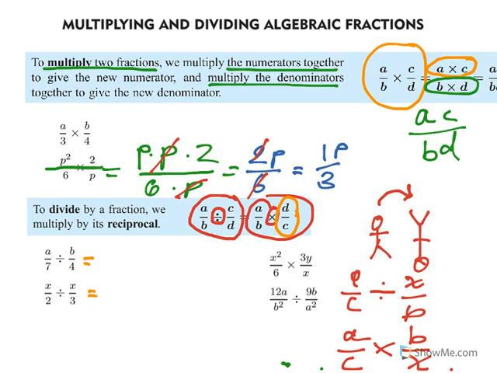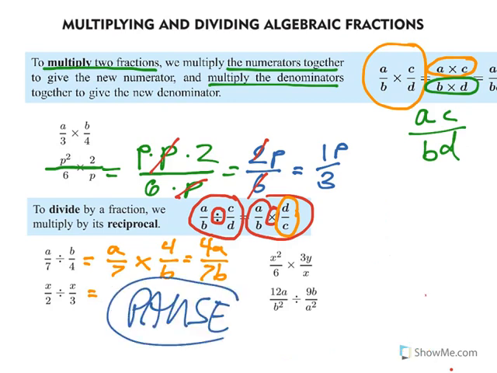Okay, this would be A over 7. We're not going to divide fractions, so we multiply by the reciprocal, which would be 4 over B, which would be 4A over 7B. And that's basically what you do with all of these. Pause and try these last 2 problems.